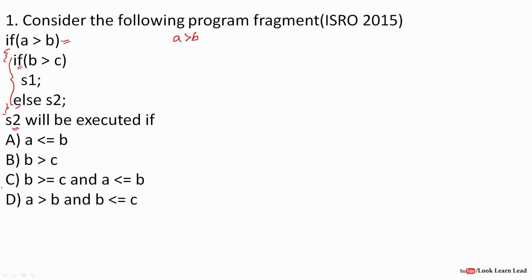So D should be our answer, but let's see if some other conditions are there or not. If B is greater than C, then S1. If B is not greater than C, then S2. What is B not greater than C? That means B should be less than or equal to C. So if both these conditions are true, then only S2 would be executed. So this is option D. This is our answer. Okay, next question.